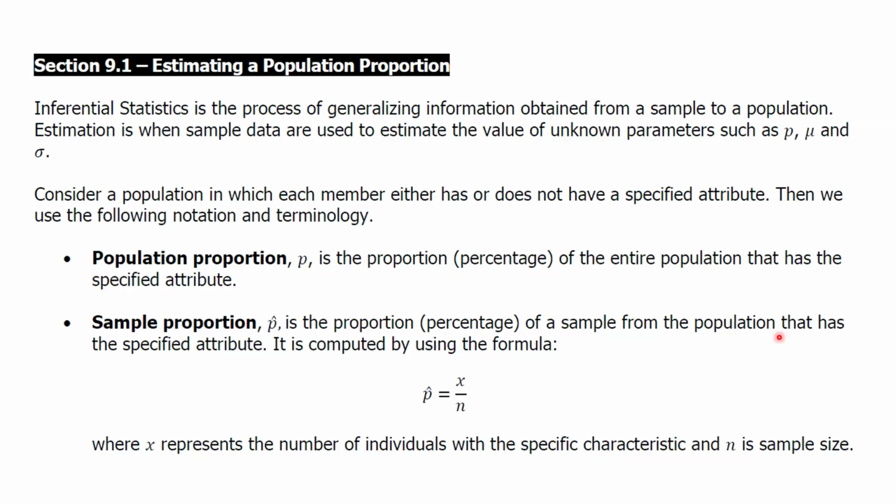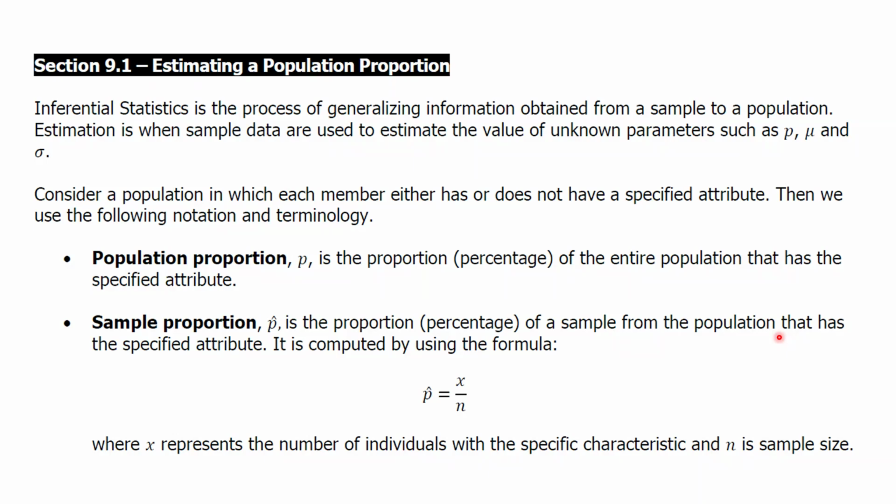The population proportion p is the proportion or percentage of the entire population that has the specified attribute. So this is what we want to know, but usually cannot measure directly. An example would be the true proportion of all American adults who worry about their finances.